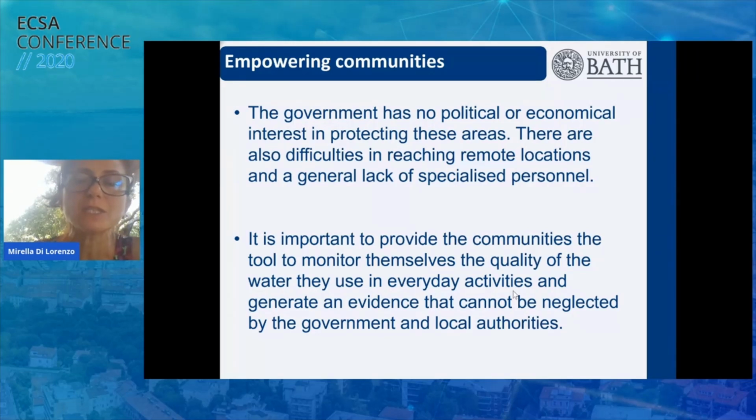So at the moment, there is no monitoring of discharges of mercury into the environment. So our idea was to provide the communities themselves with the tools that they need to monitor the water and to assess the quality and safeness of the water that they consume.